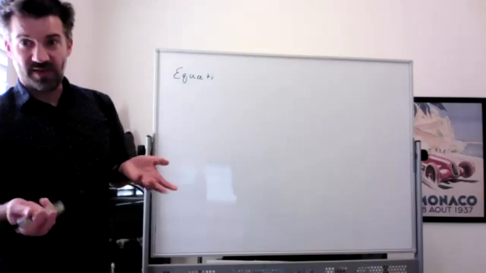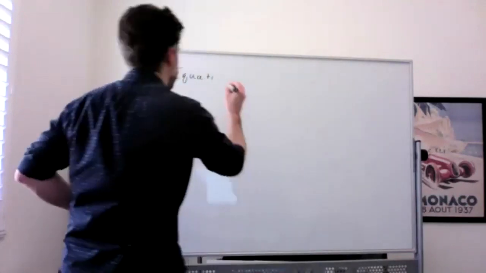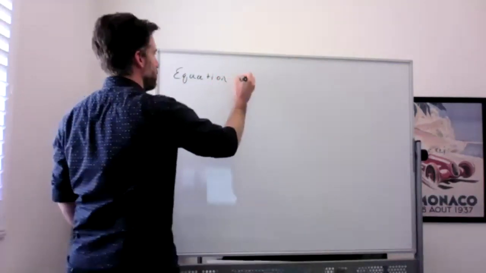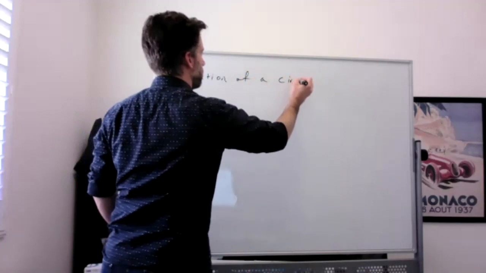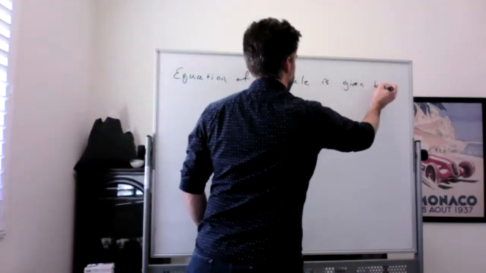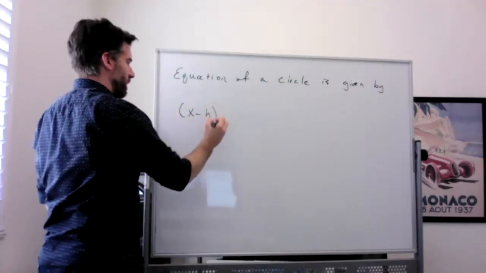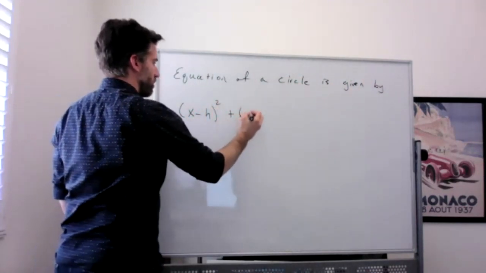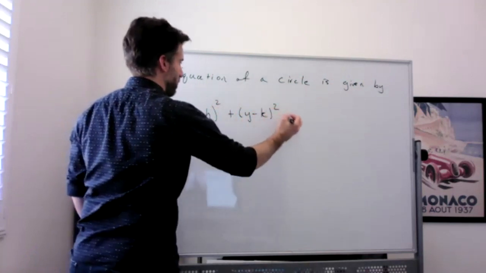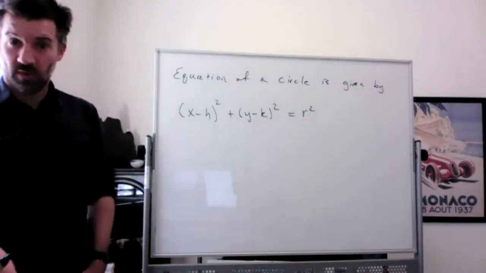I might, if we have time, do one or two extra examples, but usually all the time is pretty well spoken for. So the equation of a circle is given by the following: x minus h squared plus y minus k squared equal to r squared. This is the standard form.